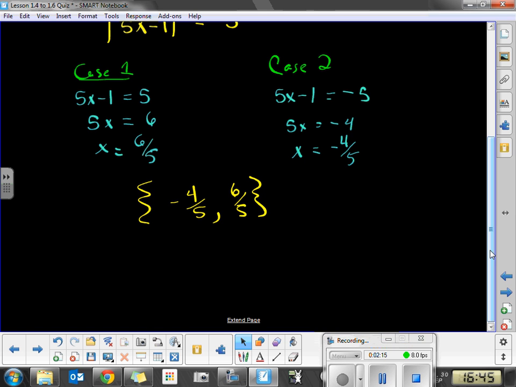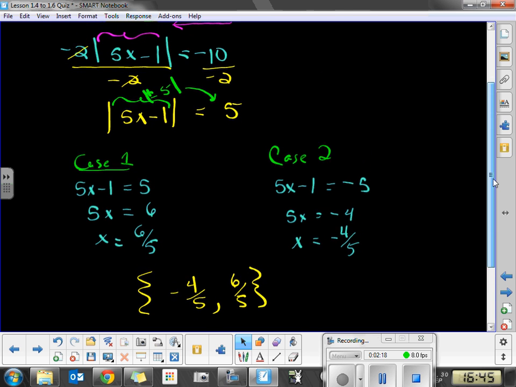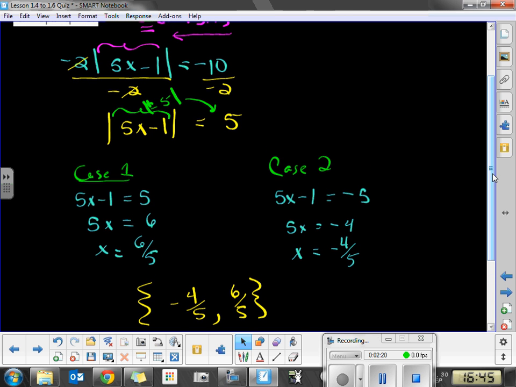Typically, when you're working with just numerical values, both of those solutions will work. You can plug them back in and check. At this point, I'm not going to take the time to do it because I'm going to show you how to work that. Case 1, case 2.